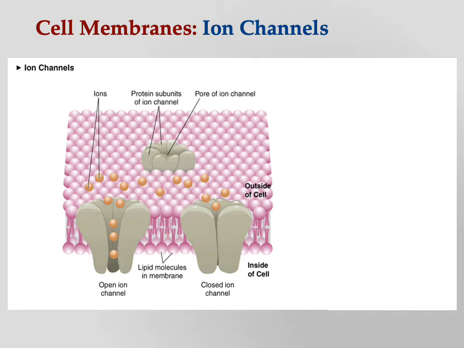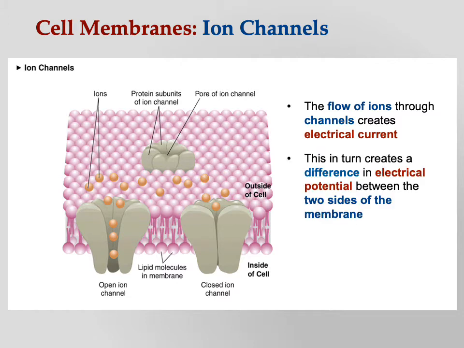So the flow of ions through channels creates electrical current. So remember, ions are electrically charged particles. Sodium +1, potassium +1, chloride -1, calcium +2. When they flow from one place to another, they are creating electrical current. This is real, actual electricity. It's the movement of electrical charges from one place to another, okay?